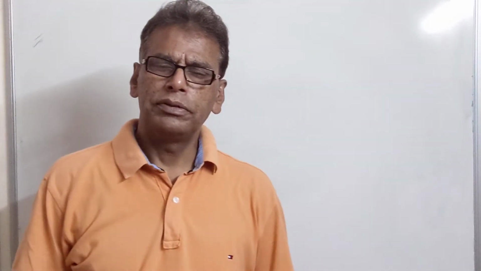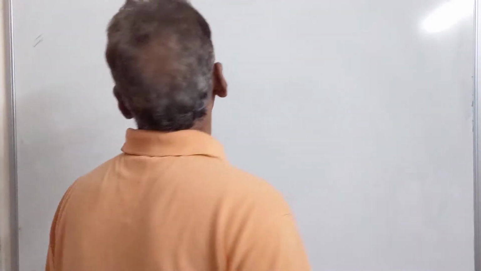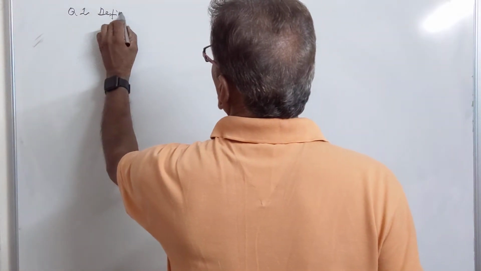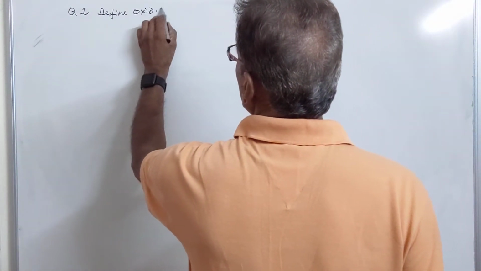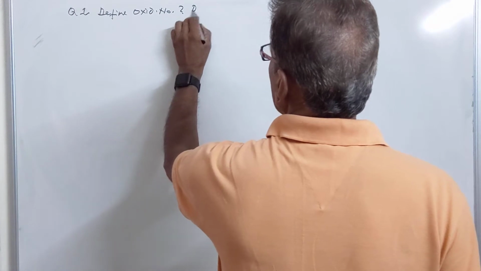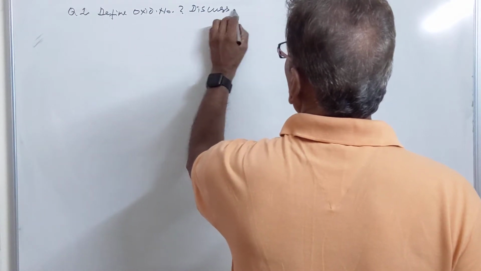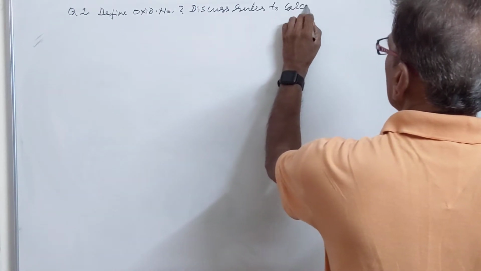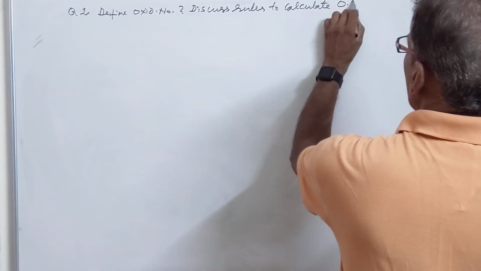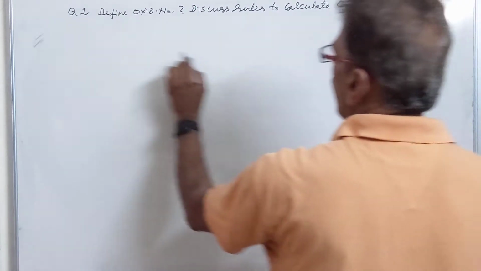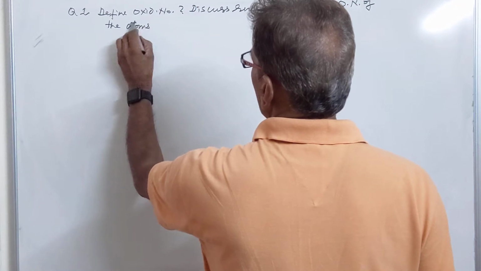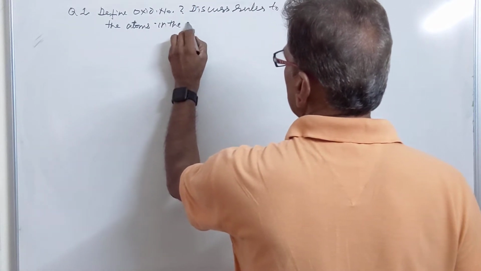So we are continuing with the redox reaction. This is our lecture number 2. Now the question is: define oxidation number and discuss rules to calculate oxidation number of the atoms in the combined state.